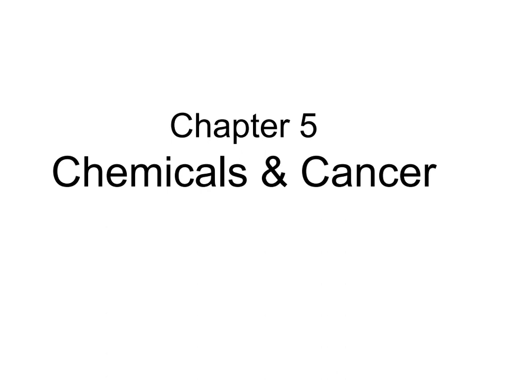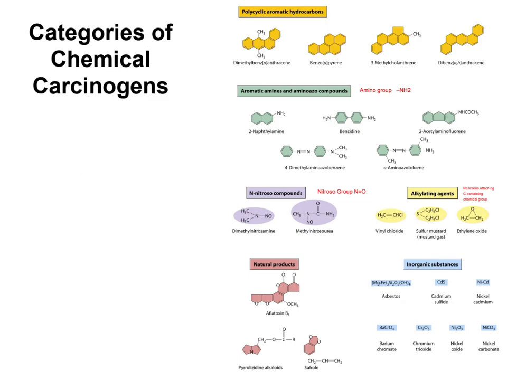In this video, we'll be covering the second part of Chapter 5, Chemicals and Cancer. We had mentioned previously that there are a number of chemical carcinogens and that these can be grouped into a number of different categories. And we had kind of discussed how they are studied. How do we know that they cause cancer? What dose do we know that they cause cancer with?